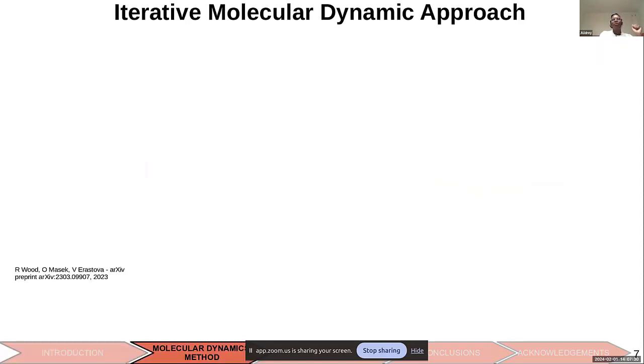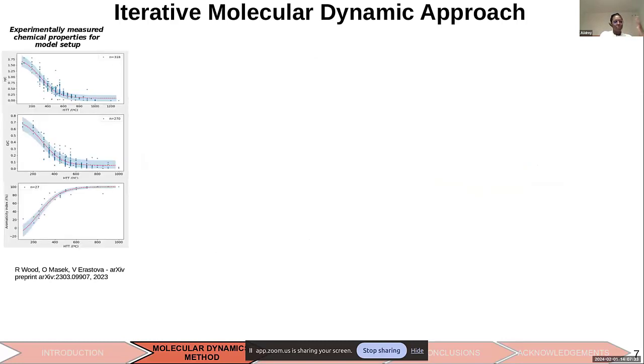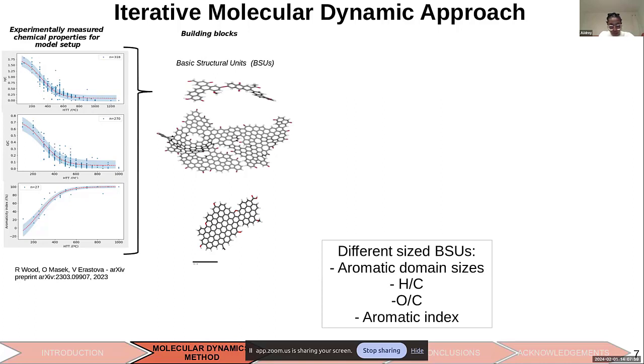So for us to come up with a molecular model, we start by collecting experimental data like H/C ratio, O/C ratio, aromaticity, and several other data that have been reported experimentally. We use that information, most especially the H/C and O/C ratios, to inform us on how to build a structure. From this information, we're able to build structures, and these structures make up the framework of our molecular model, which we call basic structural units. We use Marvin Sketch to do this, so we're able to control the chemistry of the material.